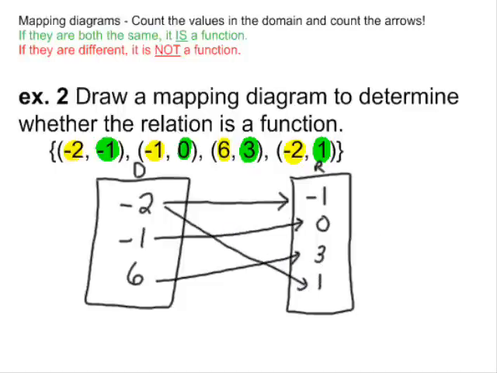Okay, now according to our helpful shortcuts here, we're going to have to count the domain values and count our arrows. So our domain values, we have 1, 2, 3 in the box. And we have 1, 2, 3, 4 arrows. Let's look back up here at the rules. It says if they're the same, it is a function. And if they are different, it is not a function. We know that 3 is not the same as 4. So in this case, this is not a function. And we'll write that down.